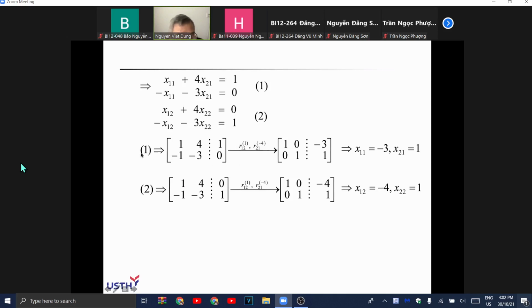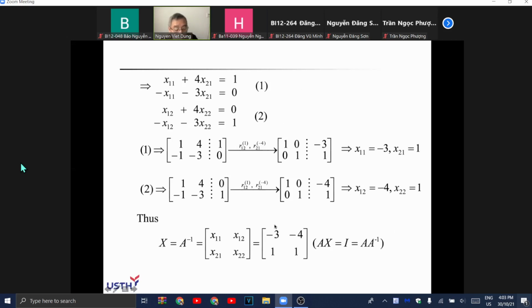So in this line we apply Gauss-Jordan elimination to solve the first system, and in that line we apply the same Gauss-Jordan elimination to solve the second system of linear equations. And with that we get X, the inverse, to be that one from the solutions we found here. However, because we apply the same operations in the Gauss-Jordan elimination procedure, we can do it not in two lines like that, but in only one line, and we do as follows.